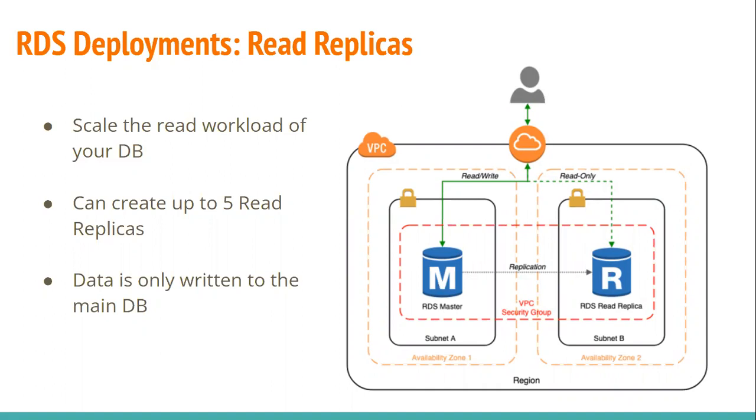Data is only written to the main DB. If you write any data, add any data, or edit any data, you have to access only the master database. The other replicas have only read permissions, so you cannot edit or write any data in the read replica databases. Basically there is one master database, and the others are the replicas giving the services.